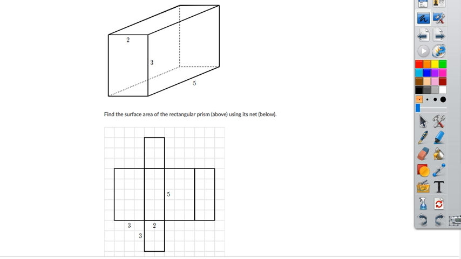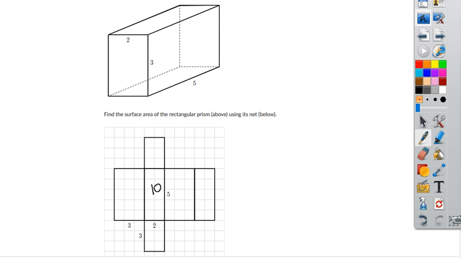They want us to find the surface area of a rectangular prism using its net below. So we have a rectangular prism, but they already break it open for you. So all you have to do is use your context clues. So how would that work out? Well, if I have, let's see, I can start right here. I know that this piece right here is 2 times 5. So this segment in here will be 2 times 5, and that's 10.